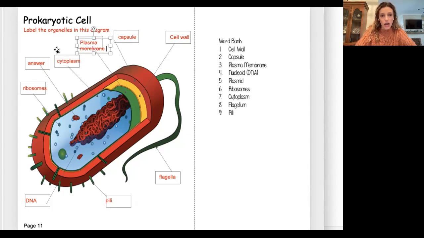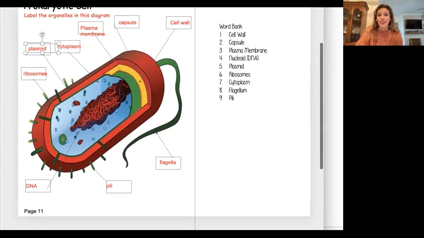The only one that we haven't answered yet is this one, and this is a plasmid. We'll cover that tomorrow too, but I really want you to know all of the other ones first. We're not going to test you on plasmid. We're really going to test you on knowing if a prokaryote has a nucleus or not, and what a flagella, pili, plasma membrane, and cytoplasm are.